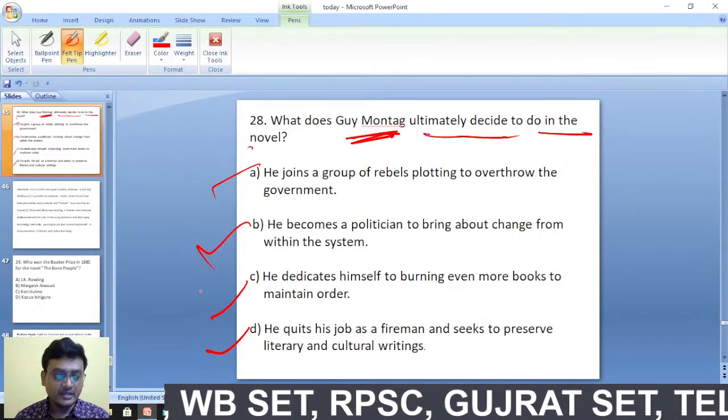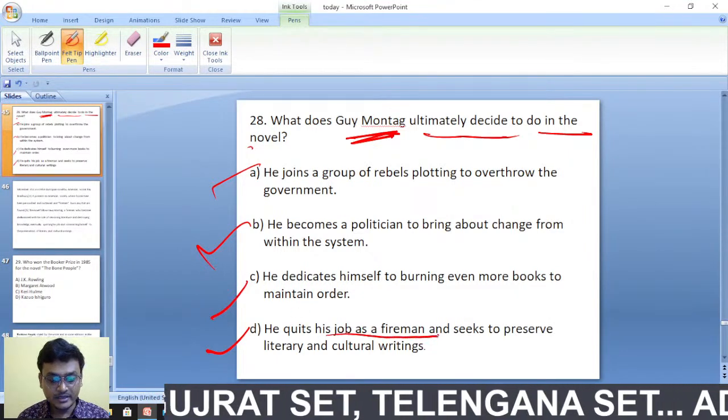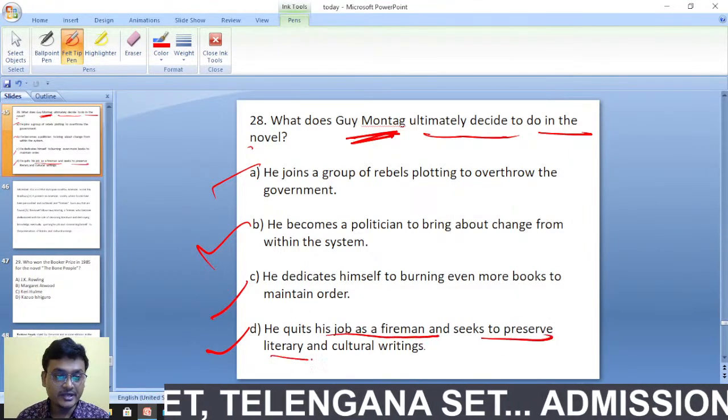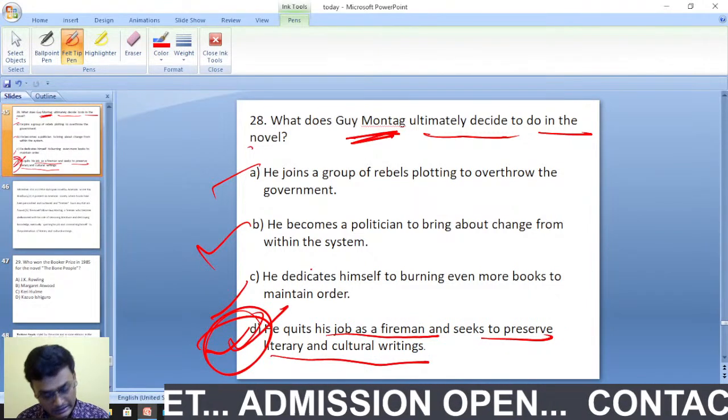Excellent, everyone. He quits. Exactly, he quits his job as a fireman and seeks to preserve literary and cultural writings. This is D, the right answer.